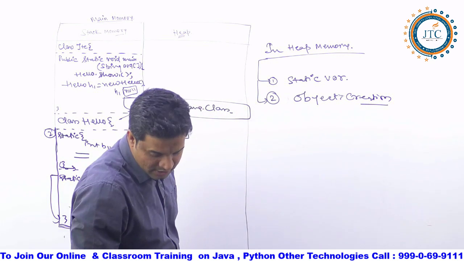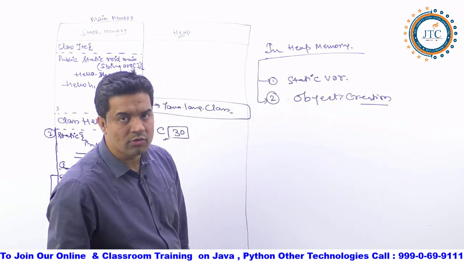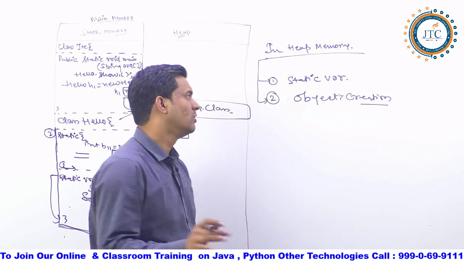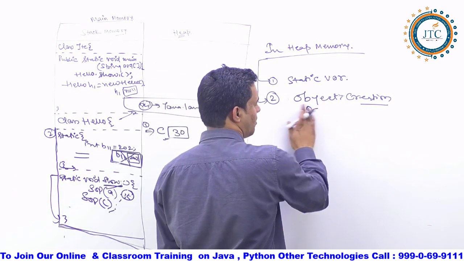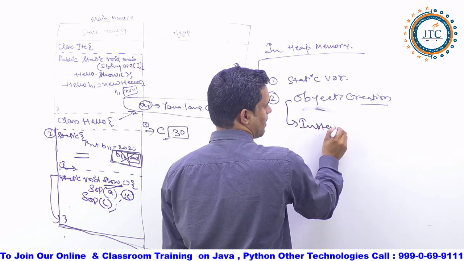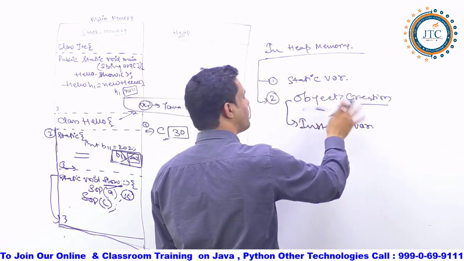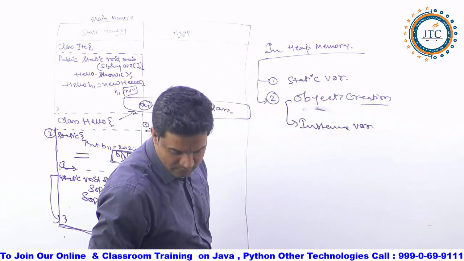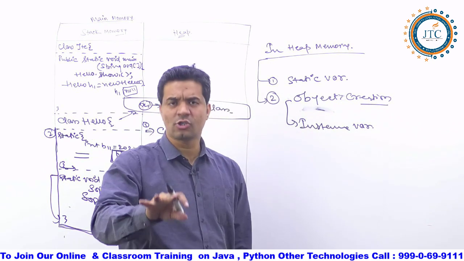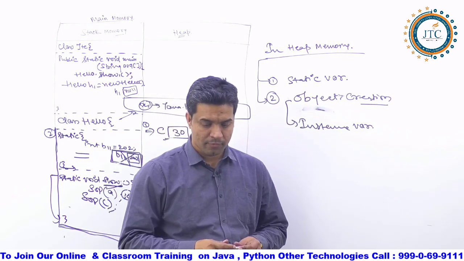When I am saying object creation, what all things does it include? It includes your instance variable and all. So you can say that is the instance variable. So these things are stored in heap, and apart from these, all the other things are placed inside the stack memory with their own appropriate location and processing.